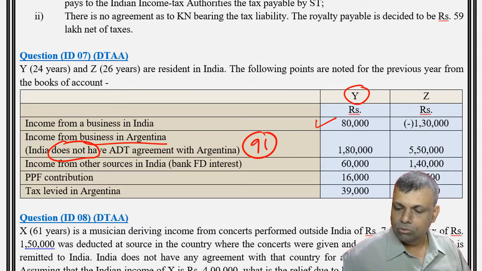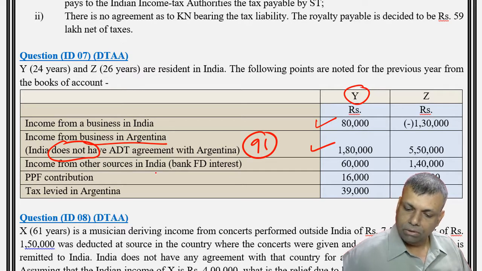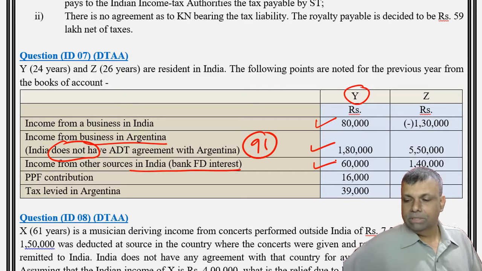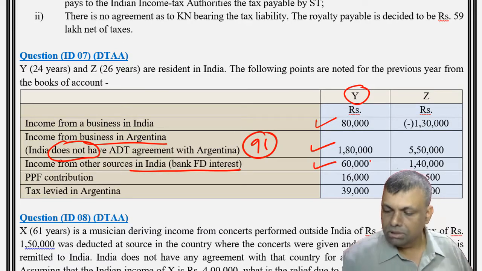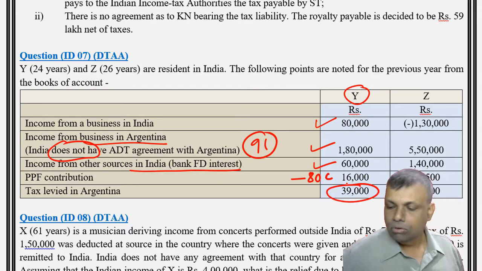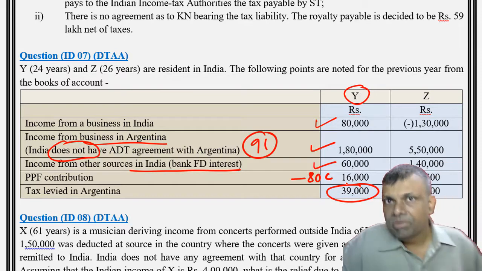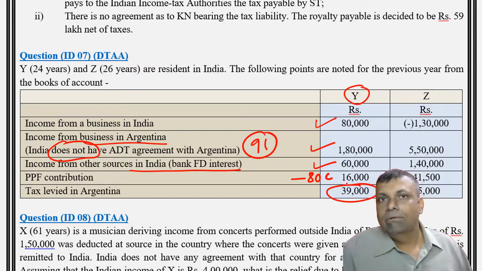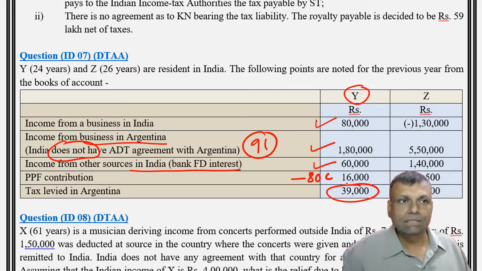So this will be a situation of section 91. So this is your foreign income. Income from other sources in India, bank FD interest, so this is also your Indian income. So basically your Indian income is 80,000 plus 60,000. Then PPF contribution means you will get 80C. And tax levied in Argentina, whatever is the tax levied in Argentina, that will be required for your average rate of Argentina.